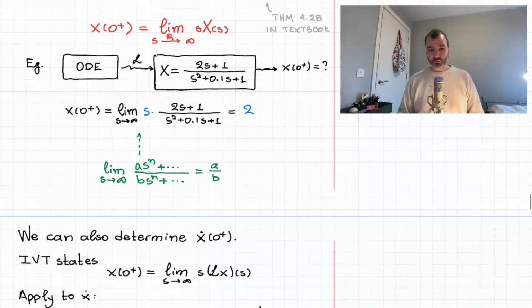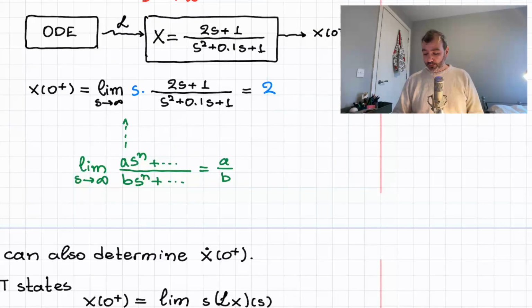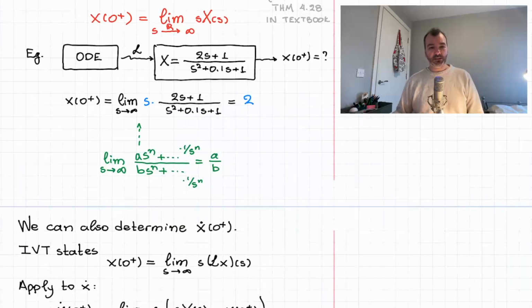Now, if you want to prove this property, all you have to do is divide both parts of the quotient here by 1 over s to the power n. You do times 1 over s to the power n, and I'll leave this to you as an exercise.